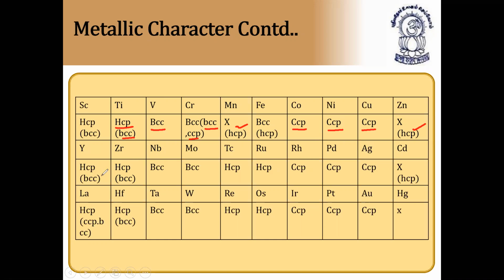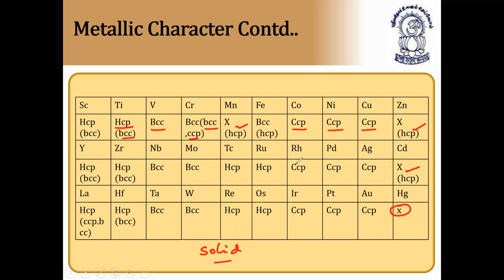Yttrium, zirconium, niobium, zinc, and all these are given as solid because they are metals. They are in solid state, except mercury. That's why mercury is given X; nothing is there. So this is CCP and HCP. Cadmium is X again, but still it is HCP because it is solid, except mercury. So remaining all form like this: either they form BCC or CCP.